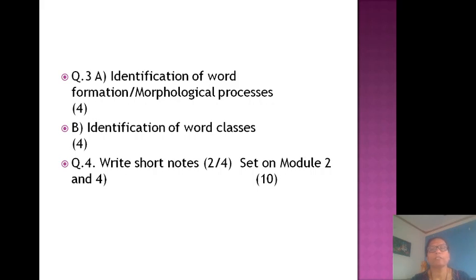Question number 3 is identification of word formation or the morphological process. It also carries 4 marks, and its B part is identification of word classes. Means here you are supposed to give the formal labels of these words. 4 words will be given. And question number 4 is write short notes. Again 4 short notes will be given and you are supposed to write 2 short notes. Questions will be set on modules 2 and 4.